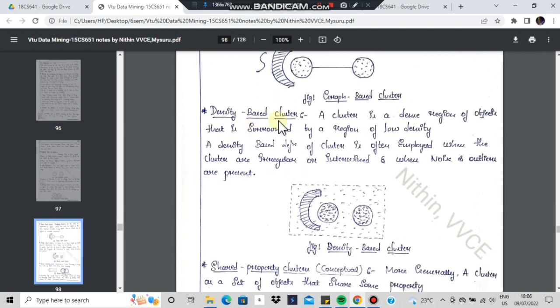Then we have the density based clustering. It is based on the density. If it is more dense, it will be one cluster. If it is less dense, it will be another cluster. So based on the density we'll be classifying the clusters.